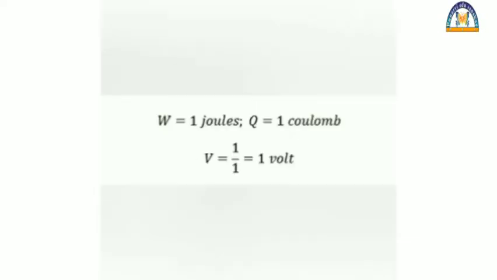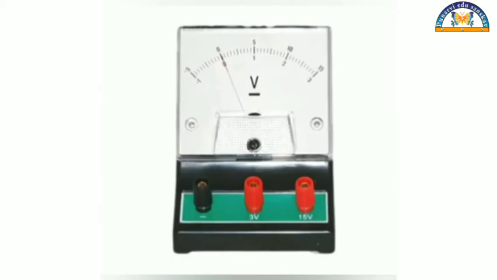Potential difference between any two points is said to be 1 volt if 1 joule of work is done in bringing 1 coulomb of charge from one point to the other. I'll repeat the definition. Potential difference between 2 points is said to be 1 volt if 1 joule of work is done in bringing 1 coulomb of charge from one point to the other. And the instrument which measures potential difference is the voltmeter.